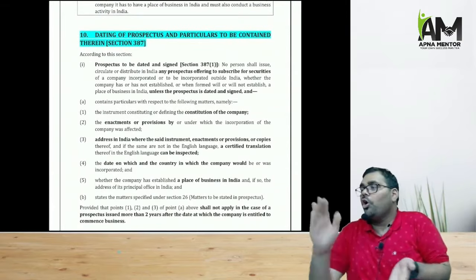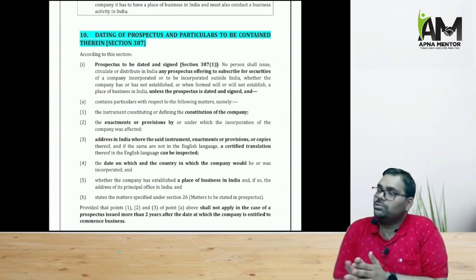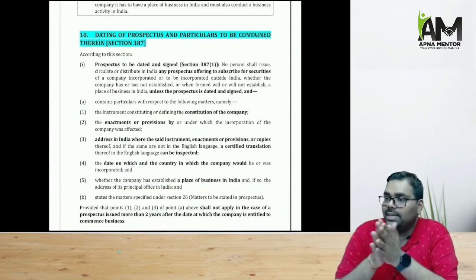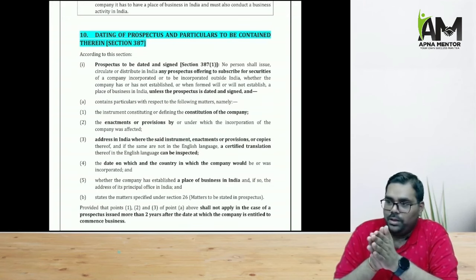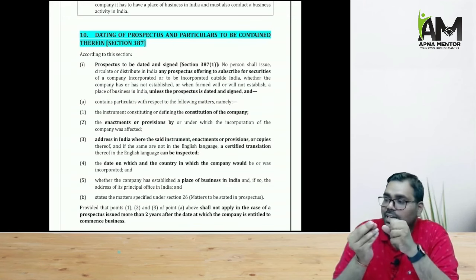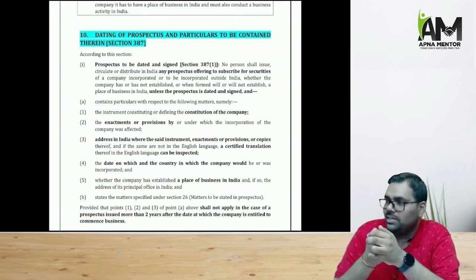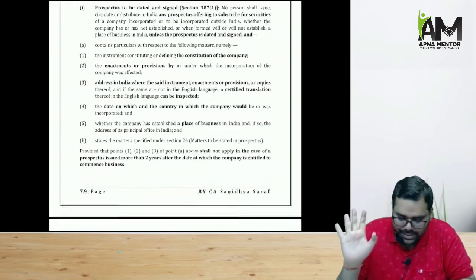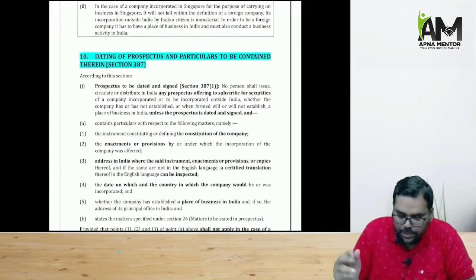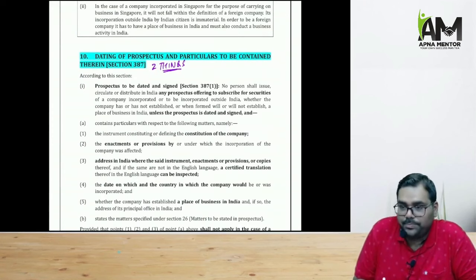Number one, all the details that normally an Indian company will give in its prospectus, a foreign company will also give. For the Indian companies, we have section 26 of the Companies Act, where the contents of the prospectus are given. Foreign companies simply need to incorporate in their prospectus two things.